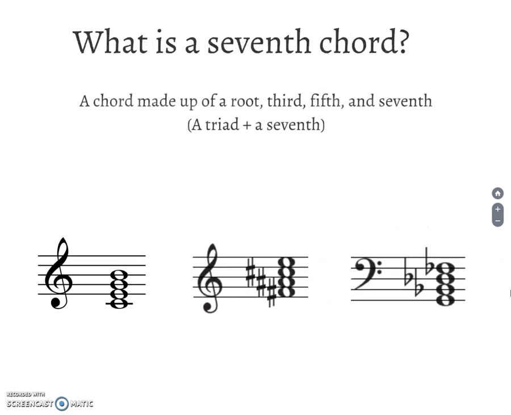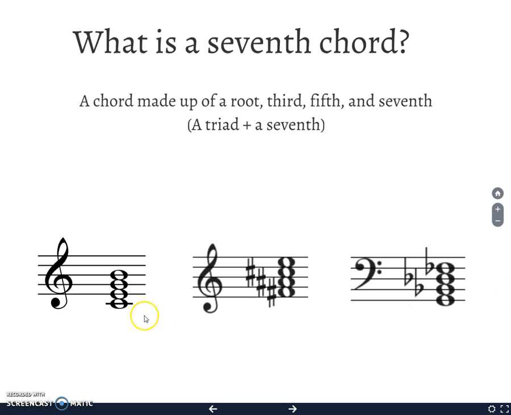A seventh chord is made up of a root, third, fifth, and seventh. So here's the root, third, fifth, seventh. Think of it as a triad plus a seventh on top. This would be your triad. This is your seventh. Here's your triad, your seventh. Here's your triad and your seventh.